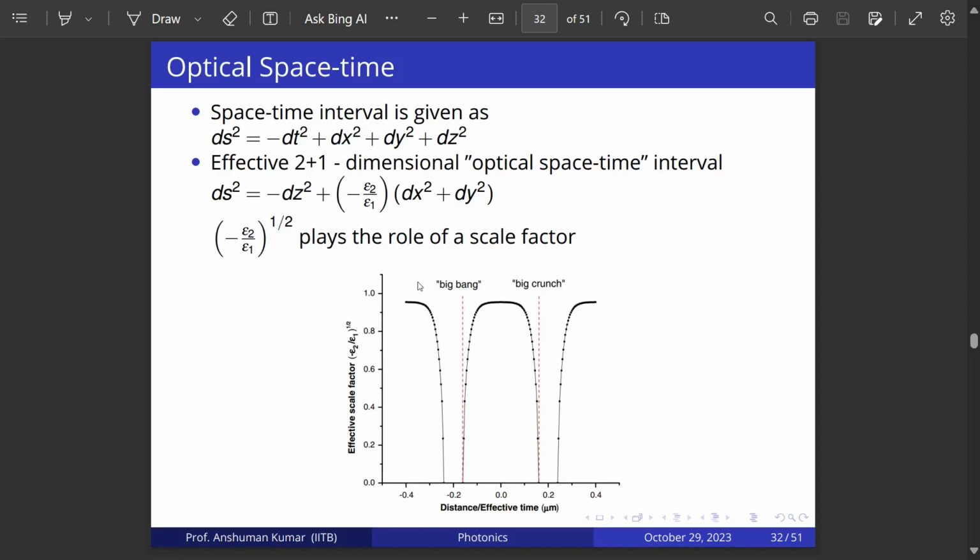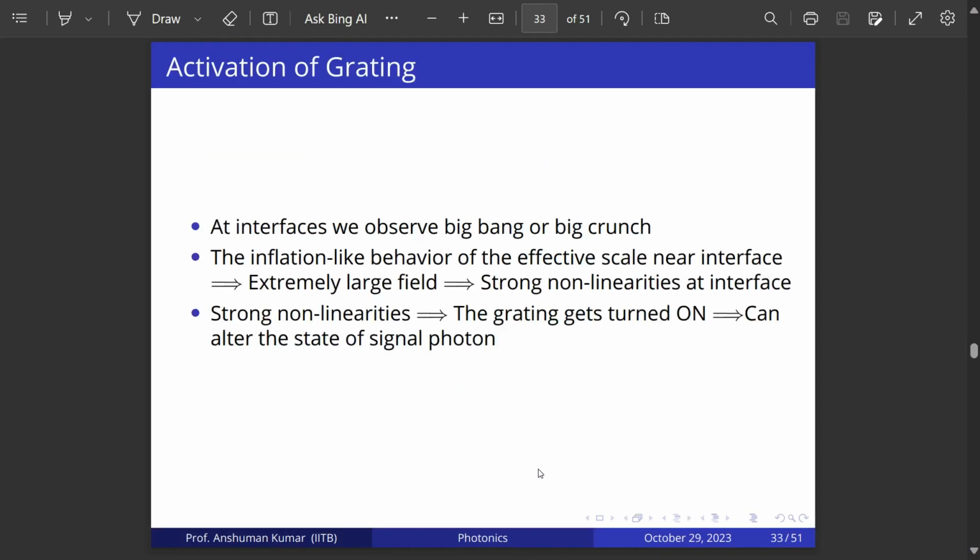So the effective scale factor emerges, then remains constant for some time, and then again goes to 0. So this is actually the Big Bang and Big Crunch. These are the birth of space-time and the annihilation of space-time, called the Big Crunch. At the interfaces, we observe Big Bang and Big Crunch. And this inflation-like behavior of the effective scale near the interface leads to extremely large fields and intensities, and this will cause strong non-linearities at the interface, because we know that non-linear effects kick in when there is large intensity.